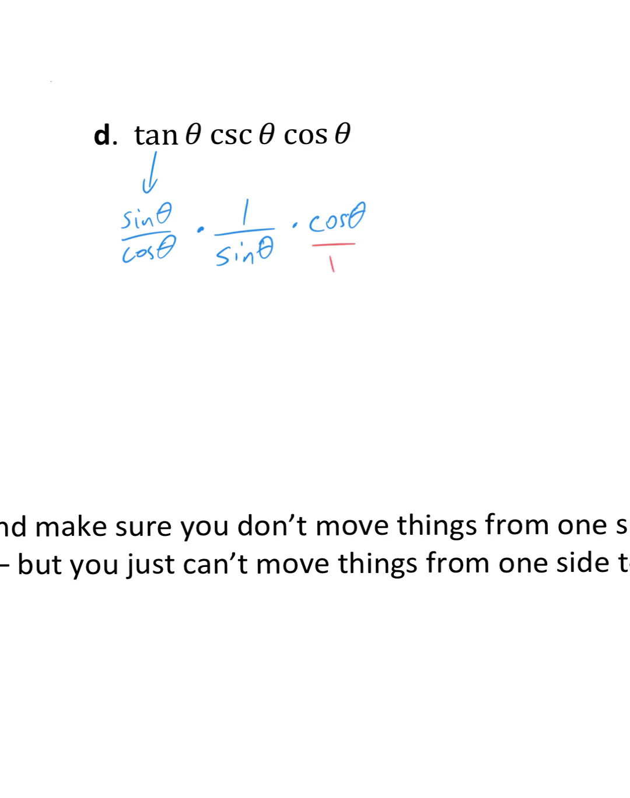And now we're ready to cancel some pieces out. So I see a sine on top and a sine on bottom. Let's get rid of those. These cosines can cancel out. And I'm actually just left with 1. So that's about as simple as it can get here.